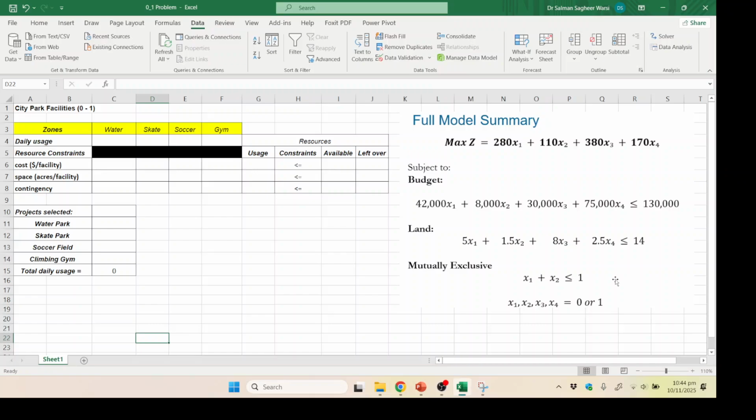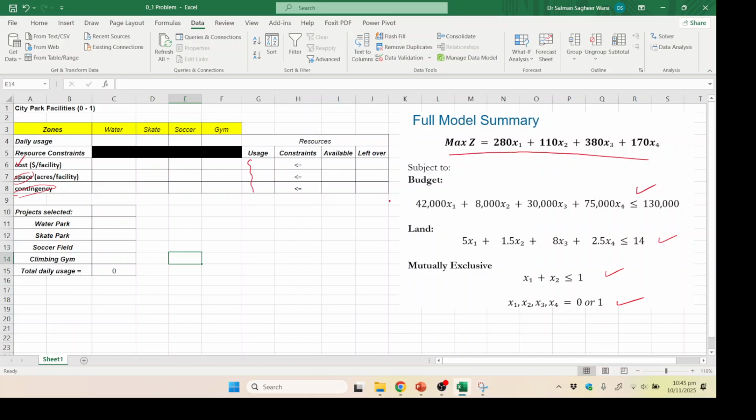Okay, now I have a built Excel sheet here, a pre-built sheet, having the template for solving this problem. This was our original model with the constraints of budget, land, and the mutual exclusivity constraints, and this is the binary requirements. So first, we can see here the zones: the water park, skates, soccer, and the gym. And then we have here this row in which these are empty cells. And then we have here the constraints. This is the budget, this is the space, this is the mutual exclusivity constraint.